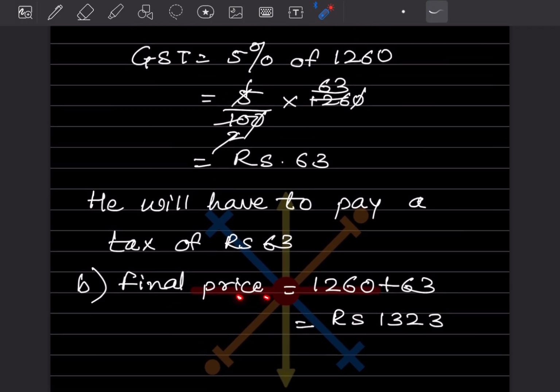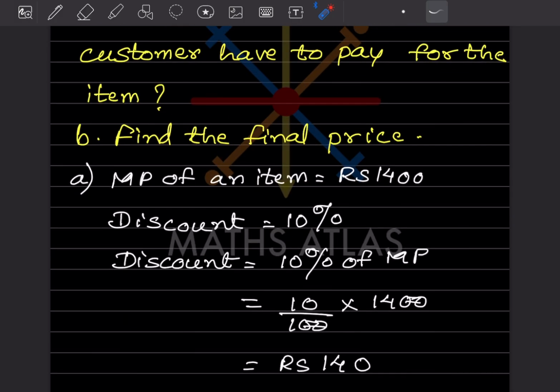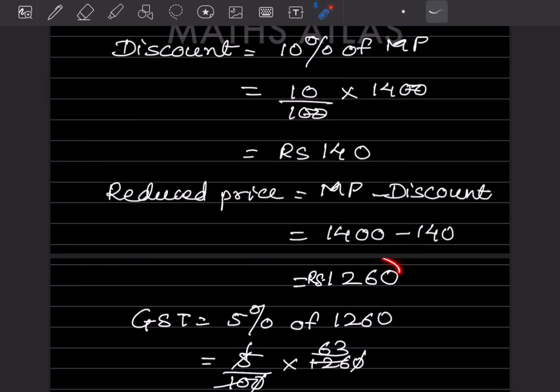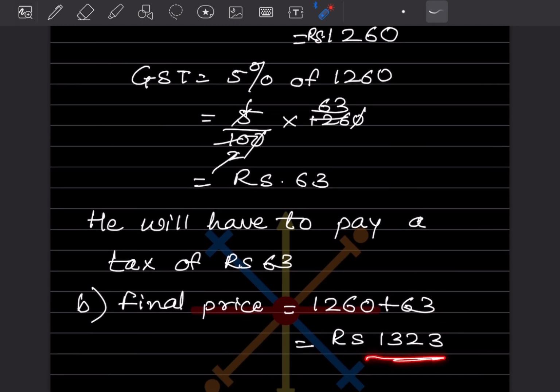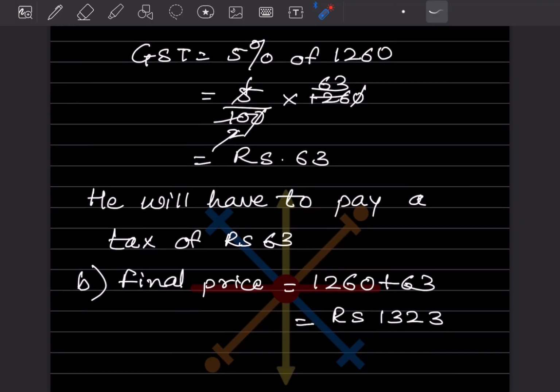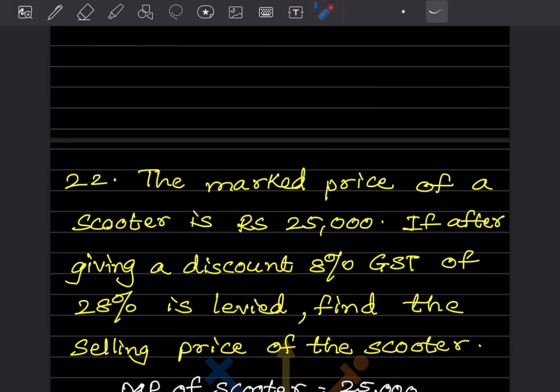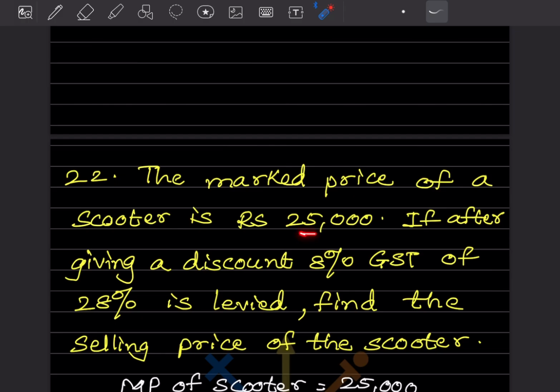So the final price will be the 1260, the reduced price, plus the GST. So 1260 plus 63, that will be rupees 1,323.